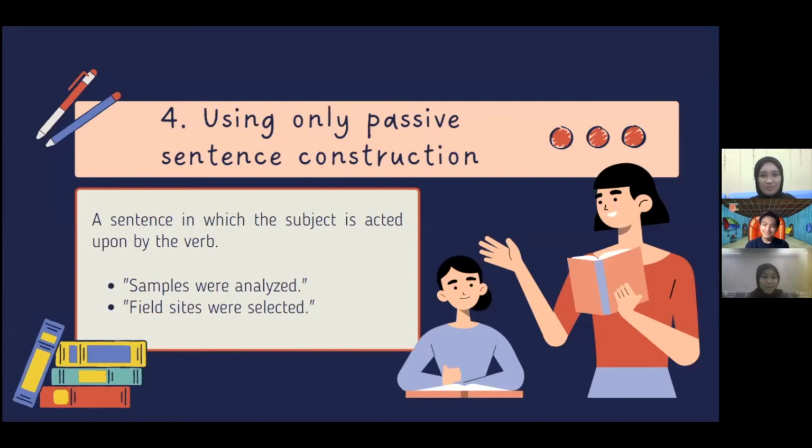For the fourth point, using only passive sentence construction, like a sentence in which a subject is acted upon by the verb. For example, we have samples were analyzed. The other one we have field sites were selected.